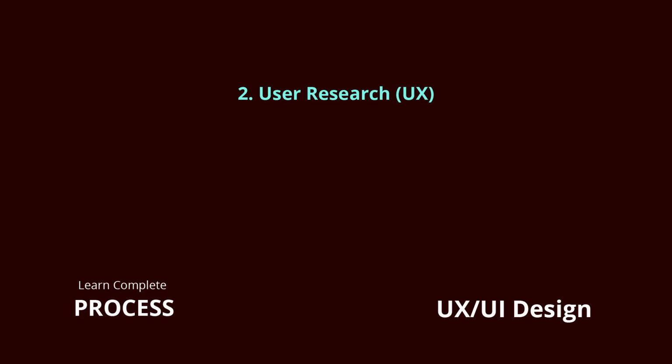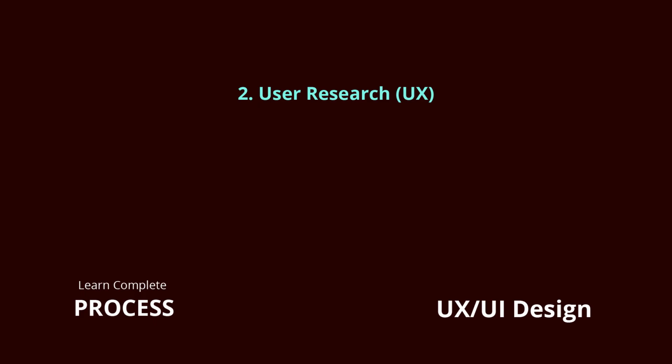Number 2, user research. The goal of user research is to understand real users, not assumptions. Types of research: there are two types of research we have to execute. The first one is qualitative and the second one is quantitative. In qualitative research, we include user interviews, contextual inquiry, and usability observations, and in quantitative research, we include surveys, analytics, and heat maps.